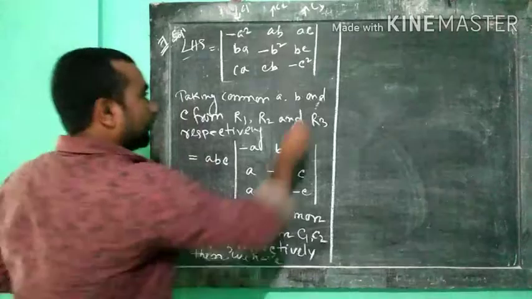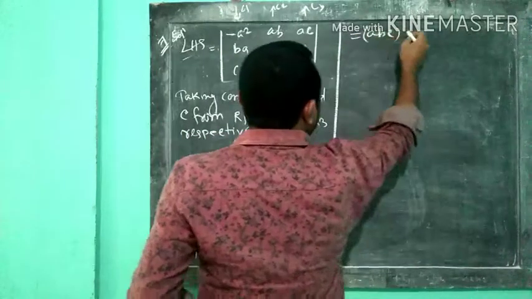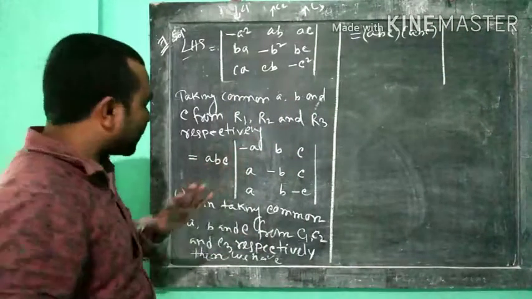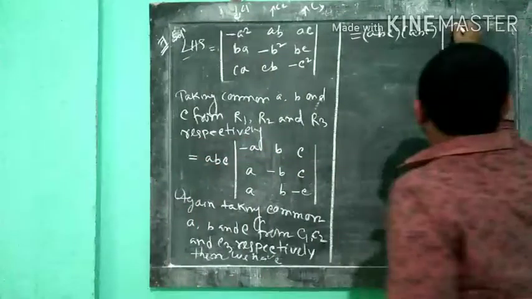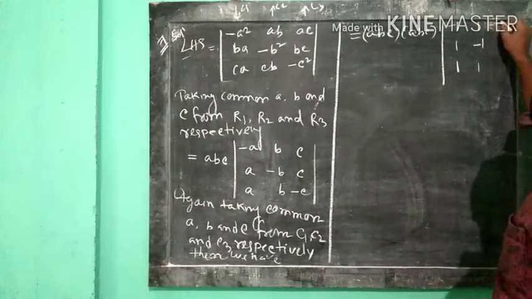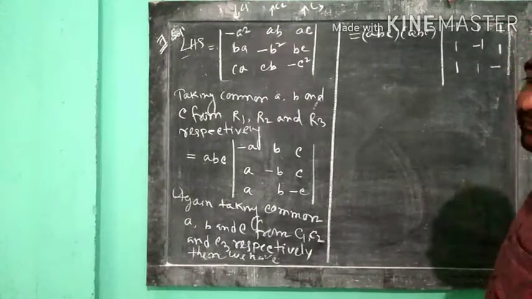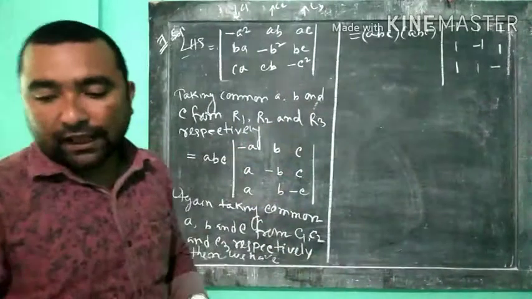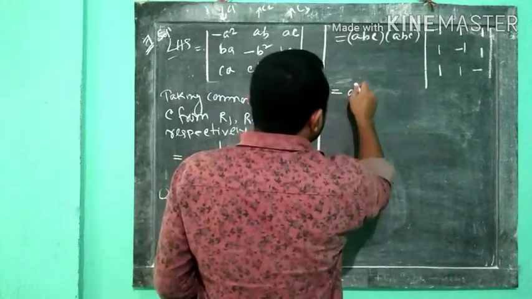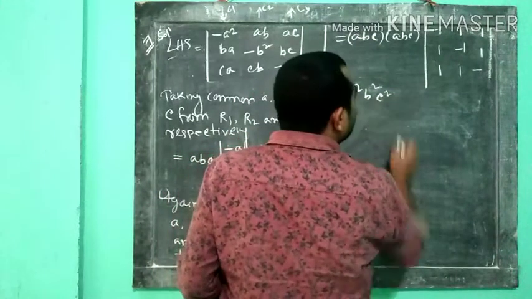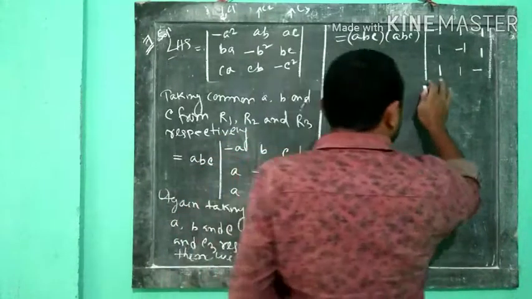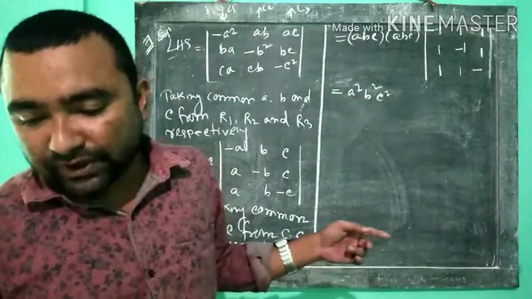Then we have a²b²c² times the determinant [-1, 1, 1; 1, -1, 1; 1, 1, -1]. Now we could expand along this, or again use the properties of determinants.